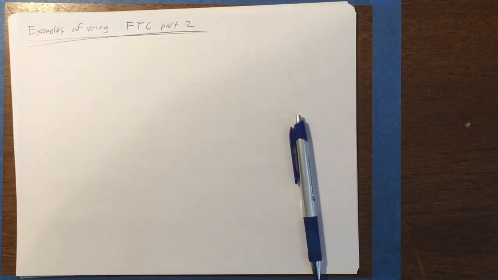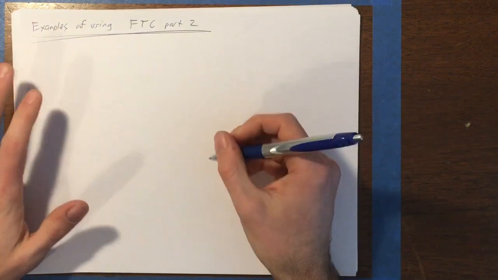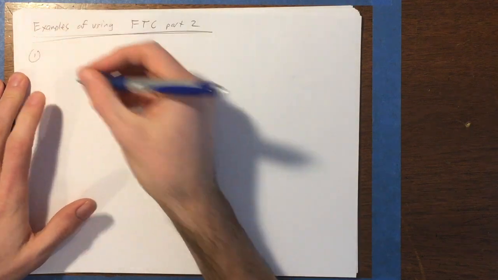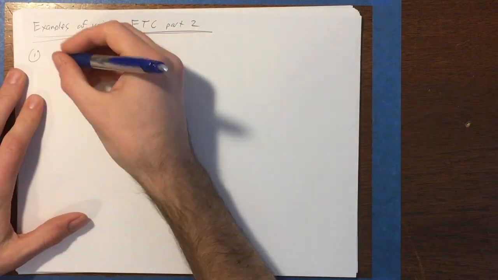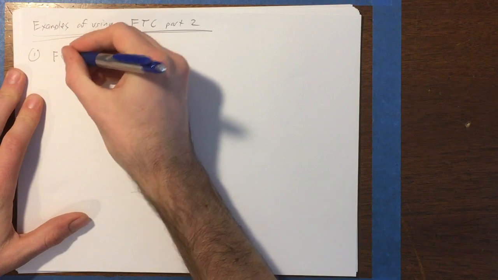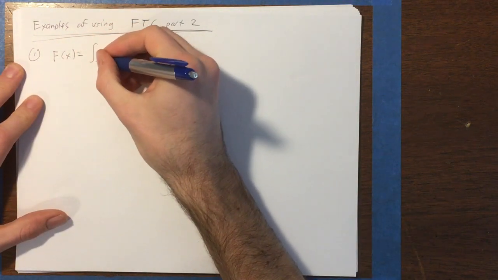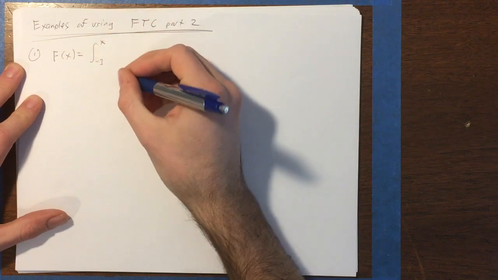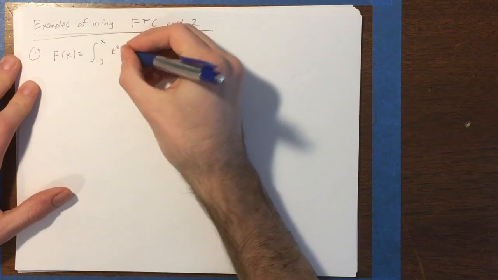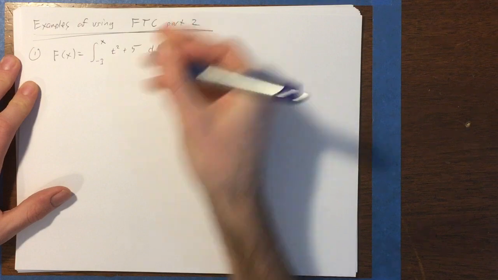All right, let's go over some more examples of using this fundamental theorem of calculus part 2. For the first example, I just want to reiterate the basic idea. If you take a function and you were going to define an accumulation function, say the integral from -3 up to x of t squared plus 5 dt, whatever.